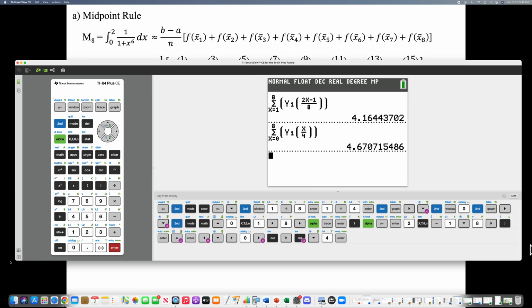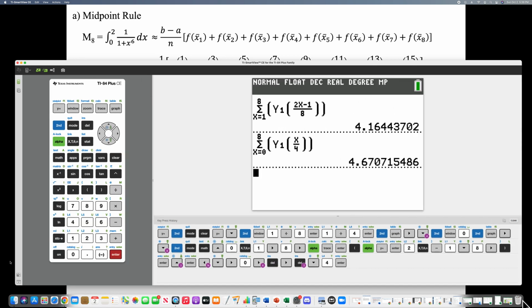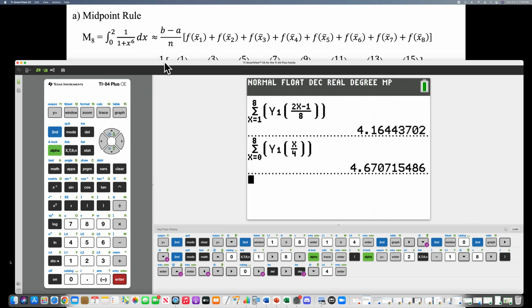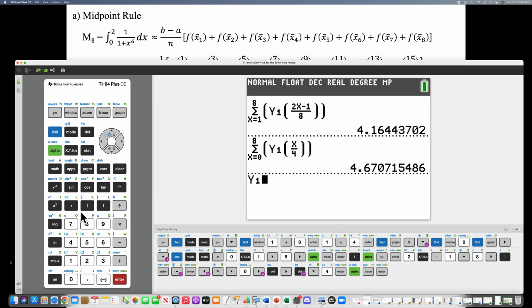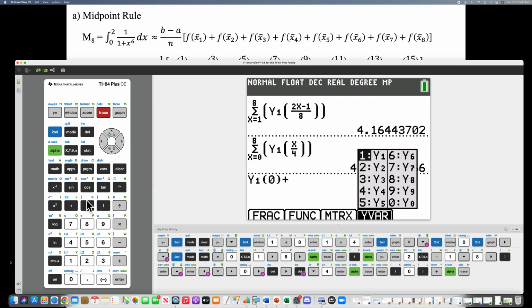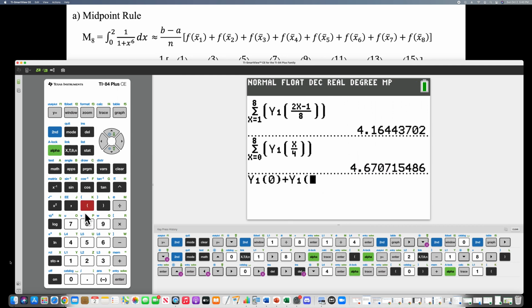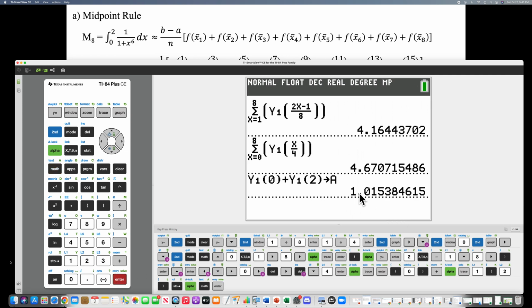Let's see if I can make this a little bit bigger again. Alright, so you can go looking for those two values. I can type in alpha trace, enter, left parentheses 0. This way you don't have to type in all the decimals. Plus alpha trace, number 1, and then we're going to put in the value of 2. And I'm going to store that and say alpha A. So that was the 1.0153846 where I added those together.